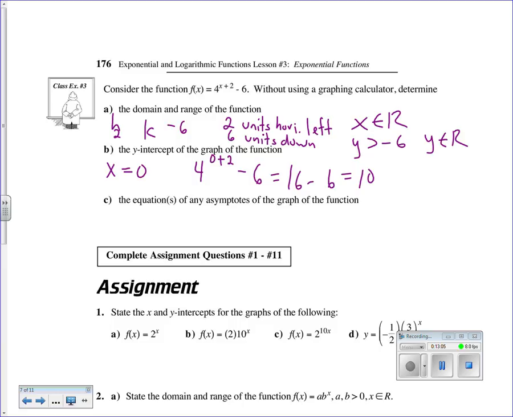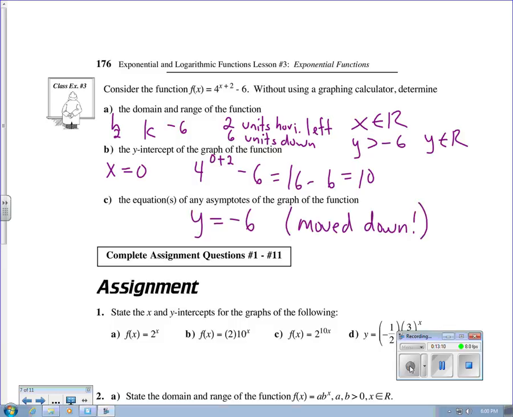We'll practice that. And the equations of the asymptotes. What line does the graph not cross? Well, I managed to stay in my 15-minute limit. The asymptotes are down at y equals -6. That's because I've taken my x-axis and shifted it.